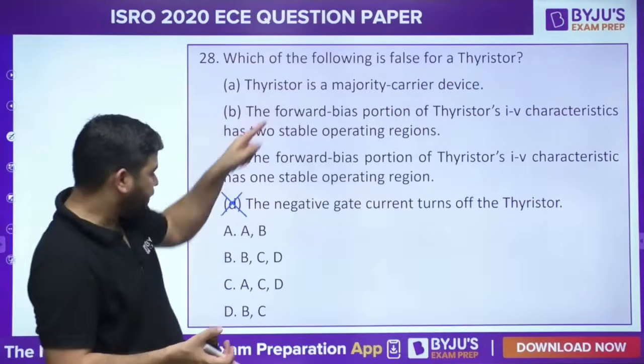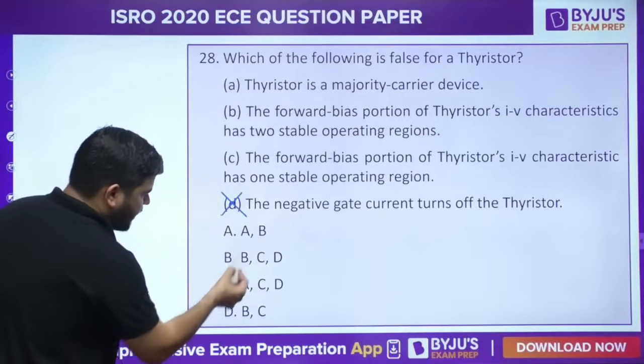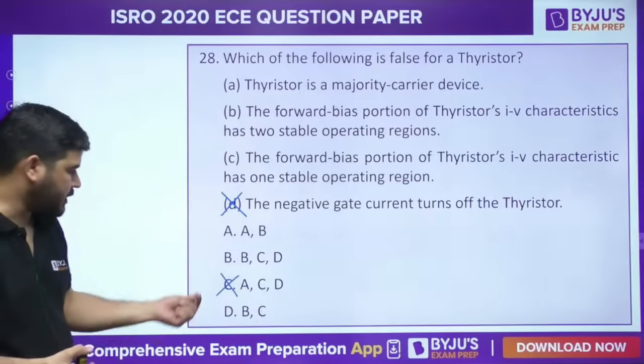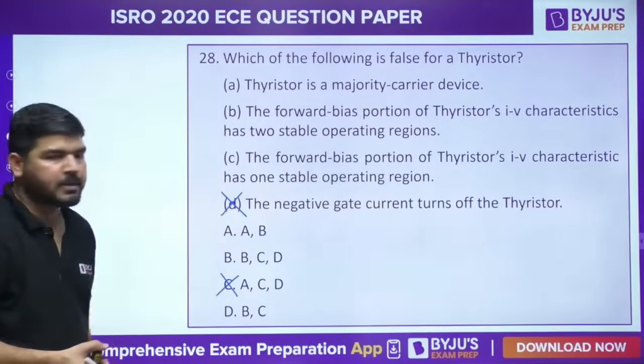It means in the option, B should be there. So in option A, B is given. In option C, B is not given. This cannot be true. Okay, this is a false statement.